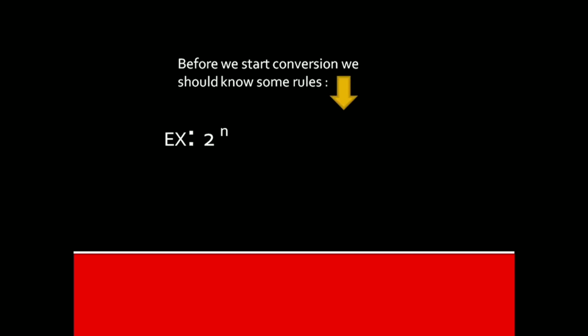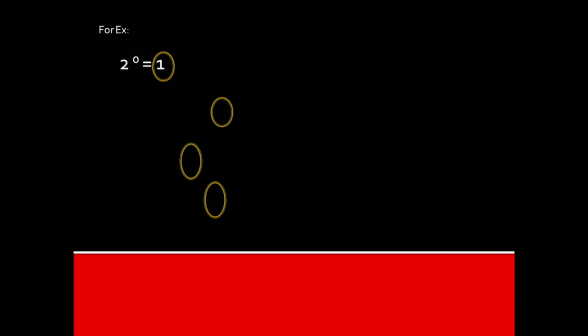For example, 2 to the power n, where n is any number. For example, 2 to the power 0 equals 1. If any number has power 0, that is always equal to 1. So here 2 to the power 0 equals 1. Any number which has a power of 0 will always be equal to 1. Now from 0 the power will increase to 1.